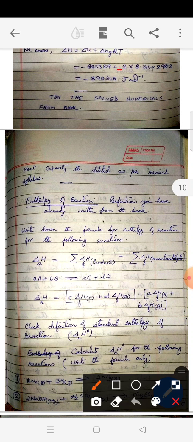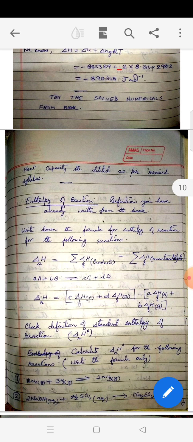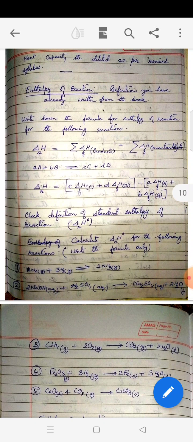So knowing the values of the substances here, we should be able to find out the enthalpy of reaction. Check the definition of standard enthalpy of reaction from your textbook. Remember, there is a slight difference between enthalpy of reaction and standard enthalpy of reaction. I leave it to you to find out the difference.